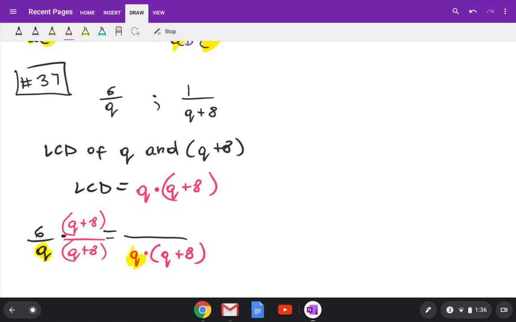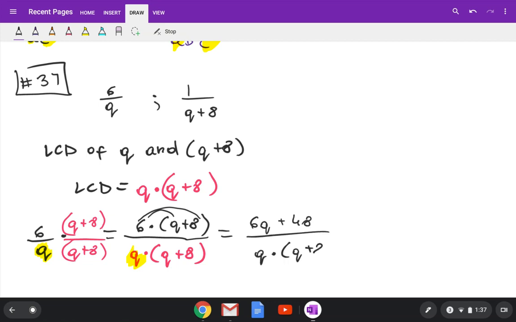So now we have 6 times q plus 8 over q times q plus 8. In the numerator, you can just distribute the 6 to both terms. That gives you 6q plus 48 over q times q plus 8. Okay, we built the equivalent fraction.